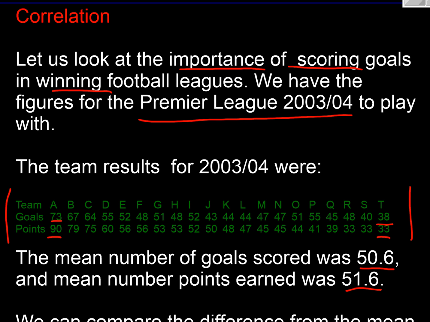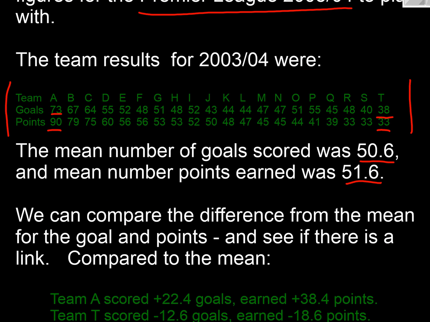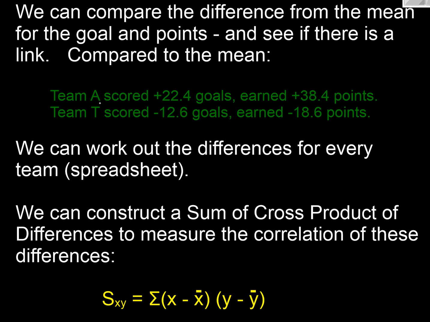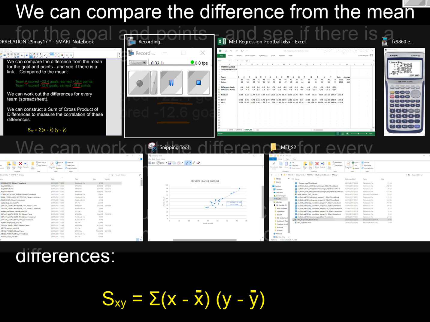And we can compare the differences for individual teams from those means. So let's have a quick look at some figures for individual teams. Team A, Arsenal, scored 22.4 goals more than the mean and earned 38.4 points more than the mean. Wolves at the bottom scored 12.6 goals less than the mean and earned 18.6 points less than the mean. And we can work this out for every single team.